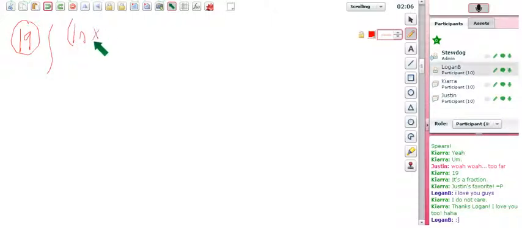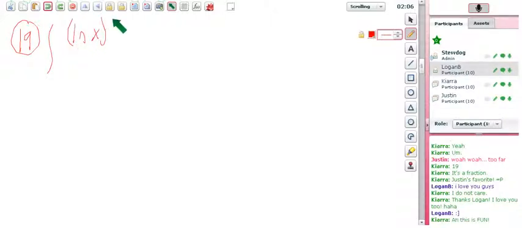Natural log of x squared over x dx. Listen, you can see where this one's going, and it is a little bit tricky. It is fun.